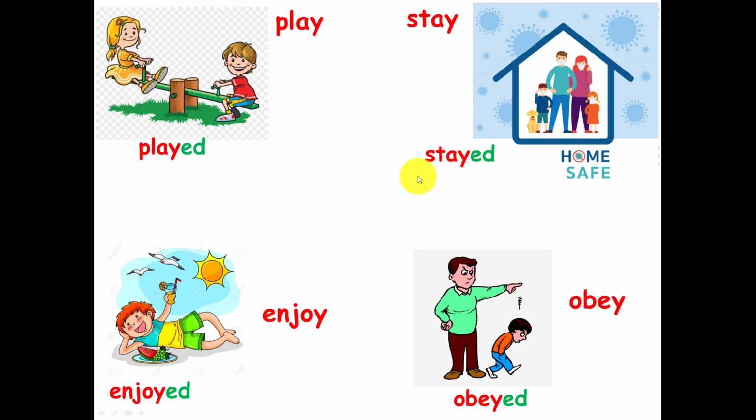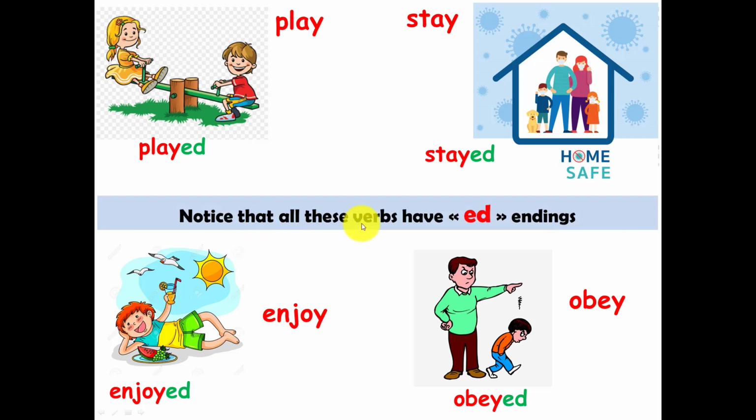Very good job. So as you see here, we have Y at the end, but before Y we have a vowel. We don't have a consonant, right? If we have a vowel before Y, we simply add ED. So notice that all these verbs have ED endings.